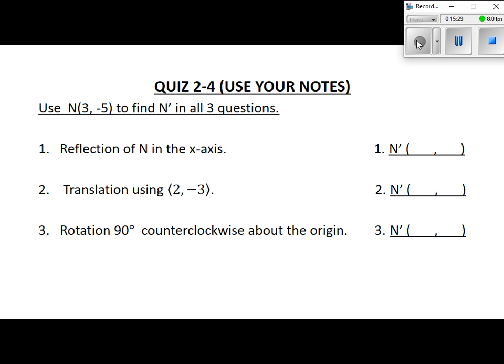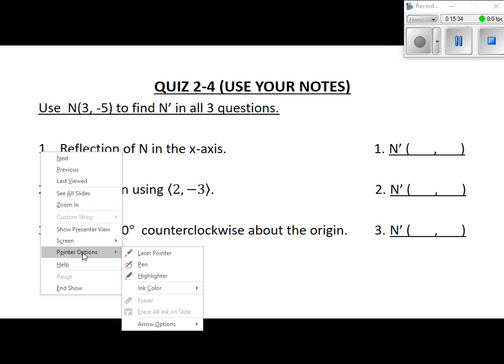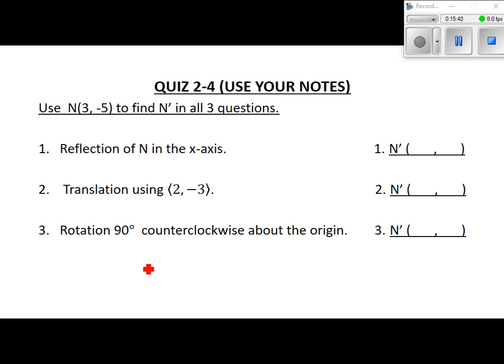Reflection over the x-axis, just reflecting over the x-axis just changes what? This number one, the y coordinate. Makes the y the opposite of what it was. So what's the new coordinates gonna be? 3, 5. Translation, what's this translation telling us to do? Add 2 to the x and subtract 3 from the y. So if I add 2 to the x, what do I end up with? 5. If I subtract 3 from that, what do I end up with? -8. So 5, -8.